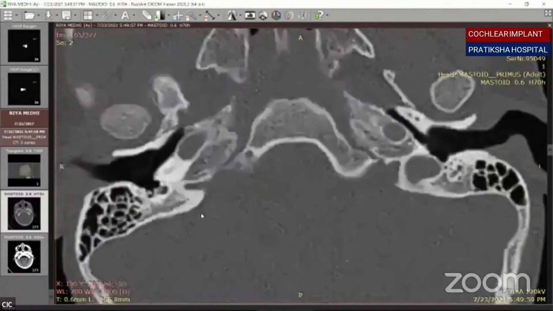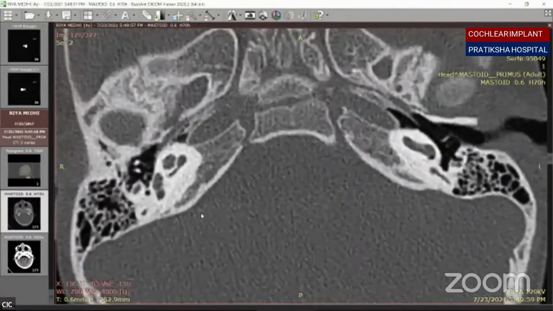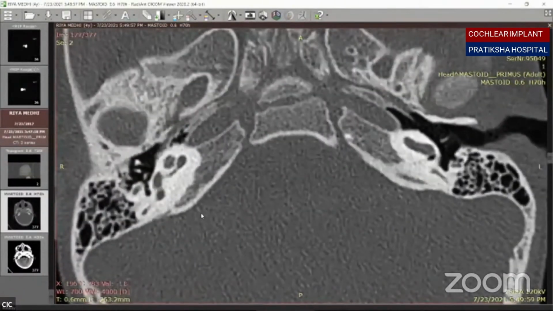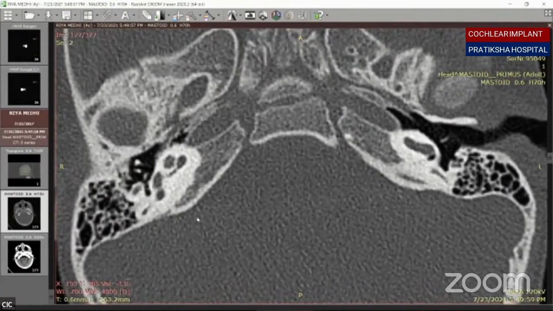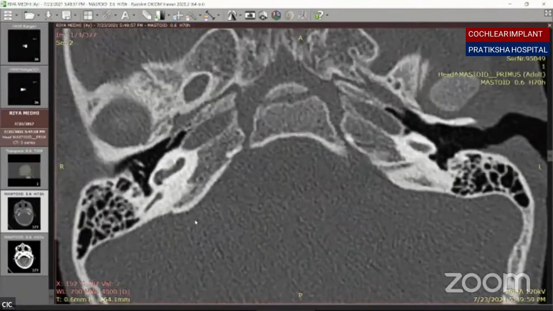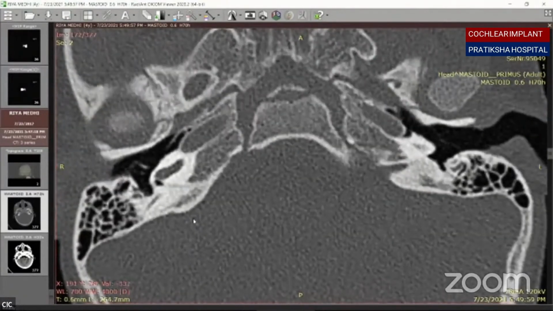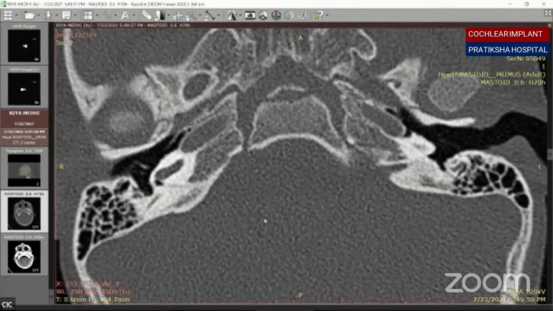There are two other things which we need to note. One is the vestibular aqueduct, which is just shown as a dimpling here. It is not enlarged. Also, the cochlear aqueduct, which is seen as a hairline here, is not enlarged again. So the right side is quite feasible again.